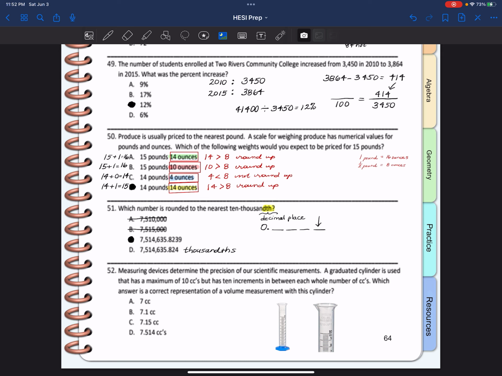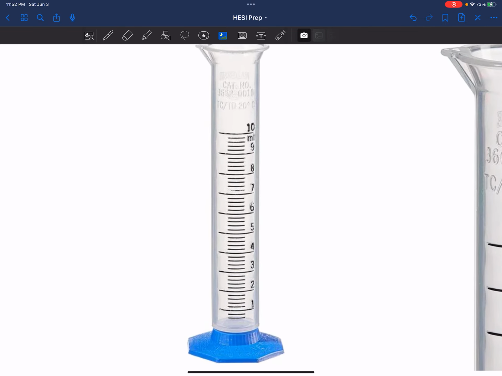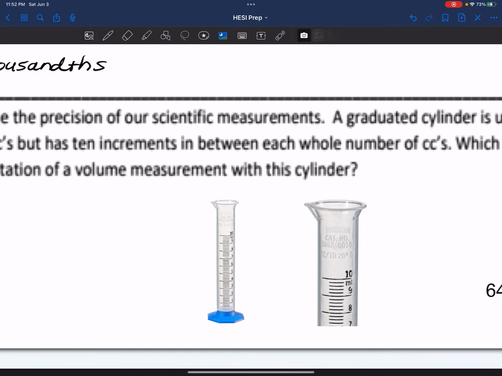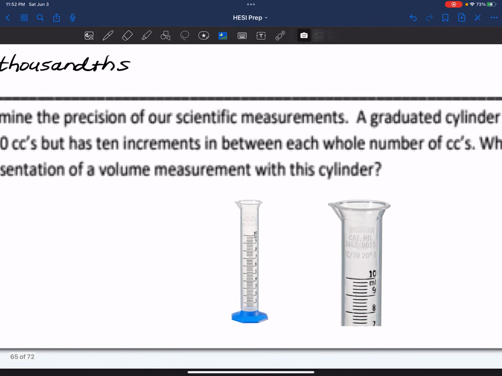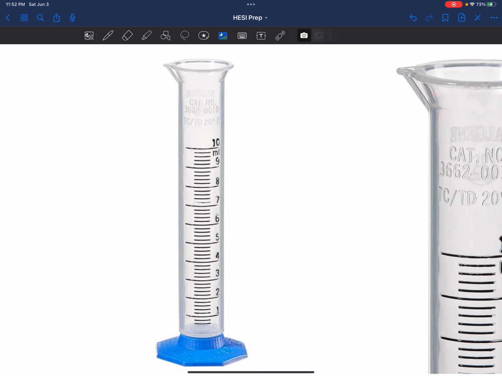Well, before we look at those questions, I want to show you what they're talking about here, a graduated cylinder. I just went to the internet and pulled a picture, and I'll zoom in here so you can see it. This is a graduated cylinder, and it measures up to 10 milliliters. That's what they were saying. It has a maximum of 10 cc's. A milliliter is the same as a cc. So it measures maximally 10 milliliters or 10 cc's.